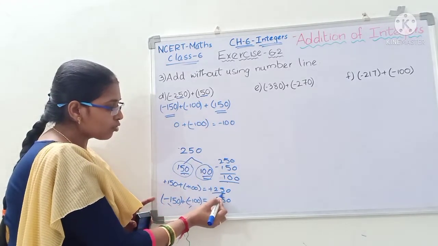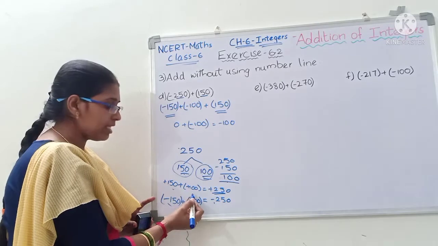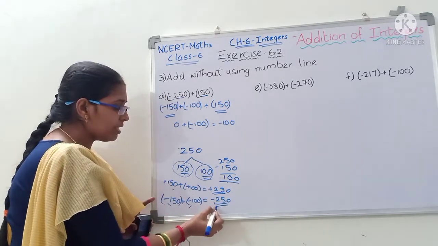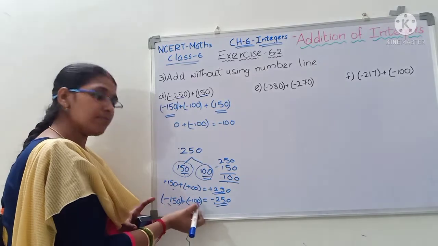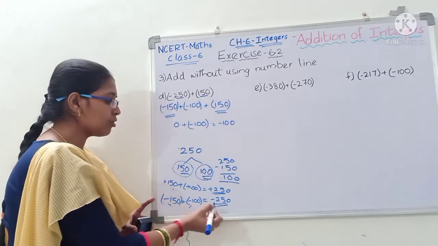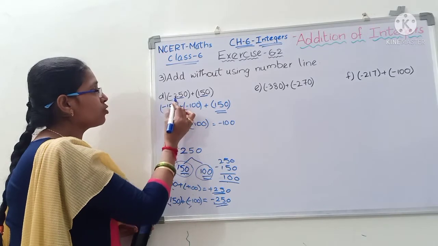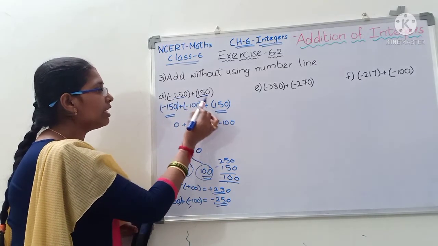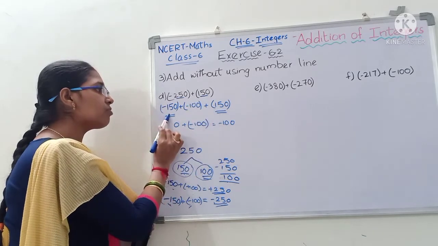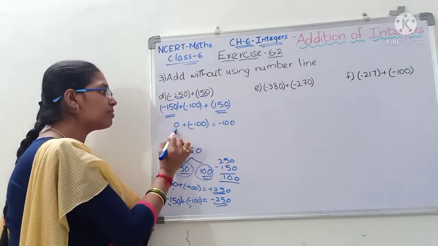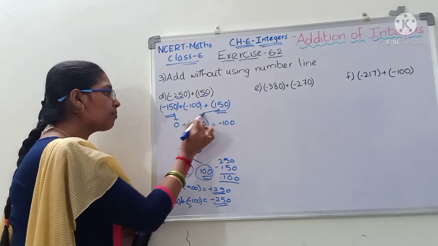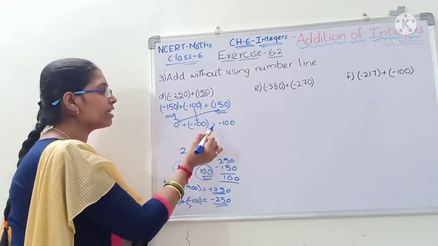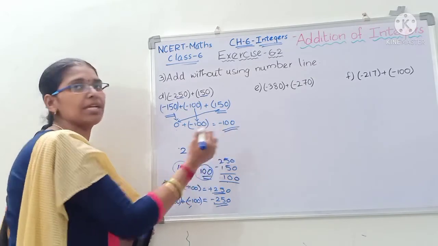Now we got plus 250 means 150 plus 100. We want minus 250 here. Minus 250 means minus 150 plus minus 100. Both are negative signs, so you will get negative. So minus 250 can be written as minus 150 plus minus 100. Then 150 as it is. Minus 150 plus 150, they will become 0 here. And minus 100 as it is. 0 plus minus 100 is minus 100. So the answer is minus 100.